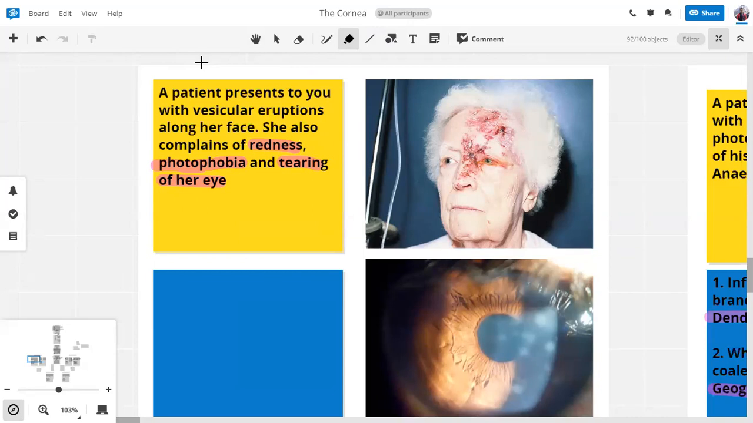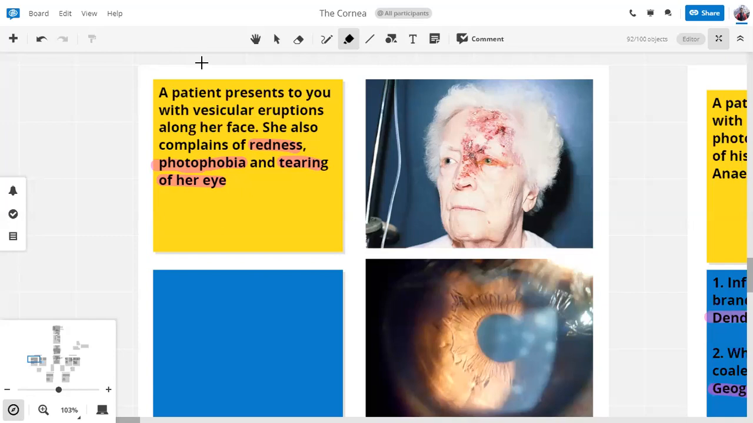Whenever the patient presents with watering or tearing of the eyes, it can either be lacrimation or it can be epiphora. In this case, this tearing is lacrimation. Okay, so keep that in mind. Where does epiphora occur, where does lacrimation occur?